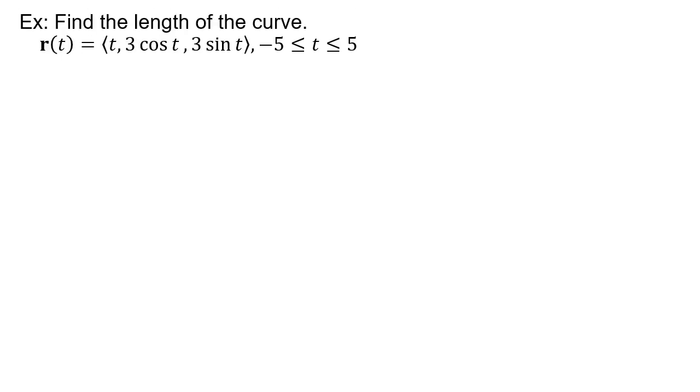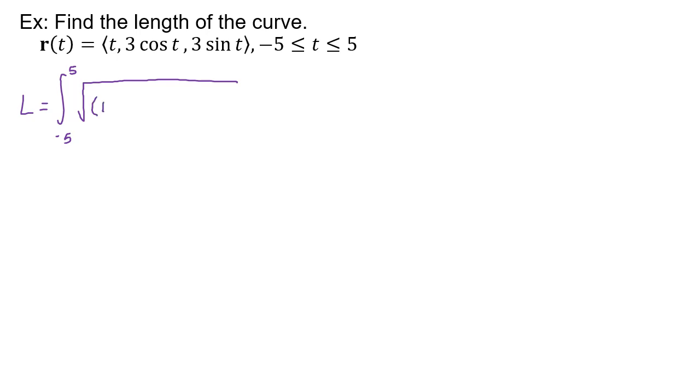So let's find the length of the curve given the vector t, 3 cosine t, and 3 sine t between -5 and 5. We just jump in with our formula, and we say that the length of the curve would go from -5 to 5. That's our distance it tells us to work with. And we do the square root of each derivative squared.